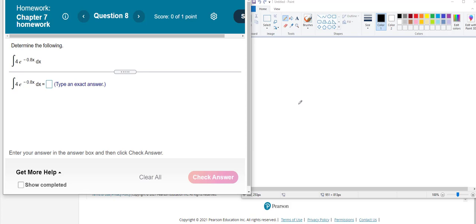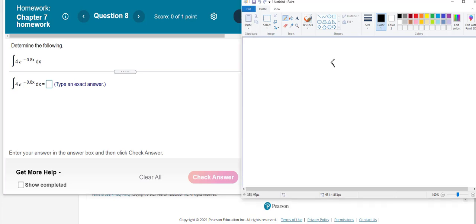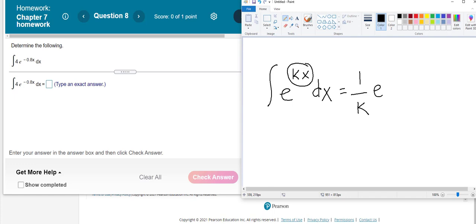Now here's another one where you have to remember what we did. When we had e to the u, remember, the derivative with respect to u of e to the u was e to the u times the derivative of u, the exponent. So we're going to have to divide by that derivative of that exponent. So the rule says this: the integral of e to the kx dx is going to be 1 divided by k, because the derivative of that would be k, times e to the kx. And of course, that's going to be plus c.